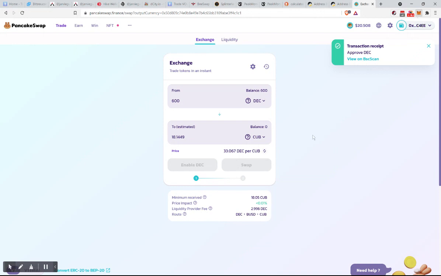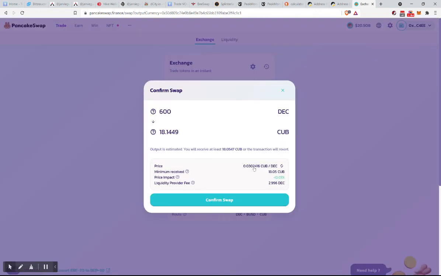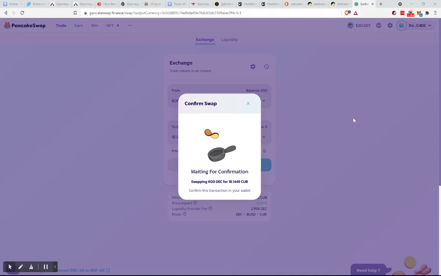Done. Okay. And then PancakeSwap says we can now swap it for 18.144. Alrighty then. And the price impact is very, very negligible. There is a 3% fee that we're giving to the liquidity providers, or 2.996. And this is the route it's going to take: DEC to BUSD to Cub. No one cares. No one needs to know that stuff. All right, here we go. And this transaction is going to cost another, I don't know, 13, 20 cents, probably more, 30 cents.